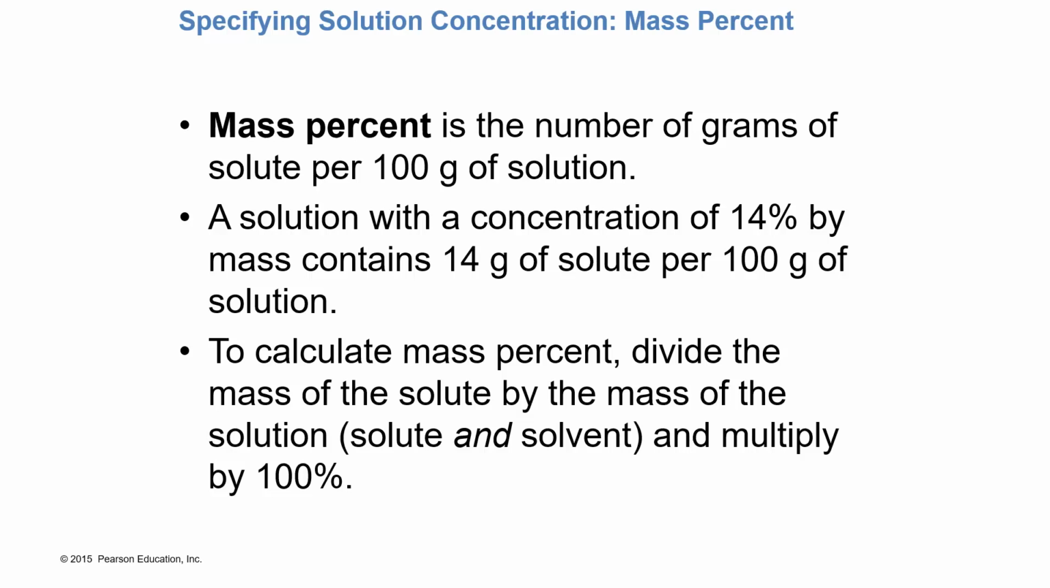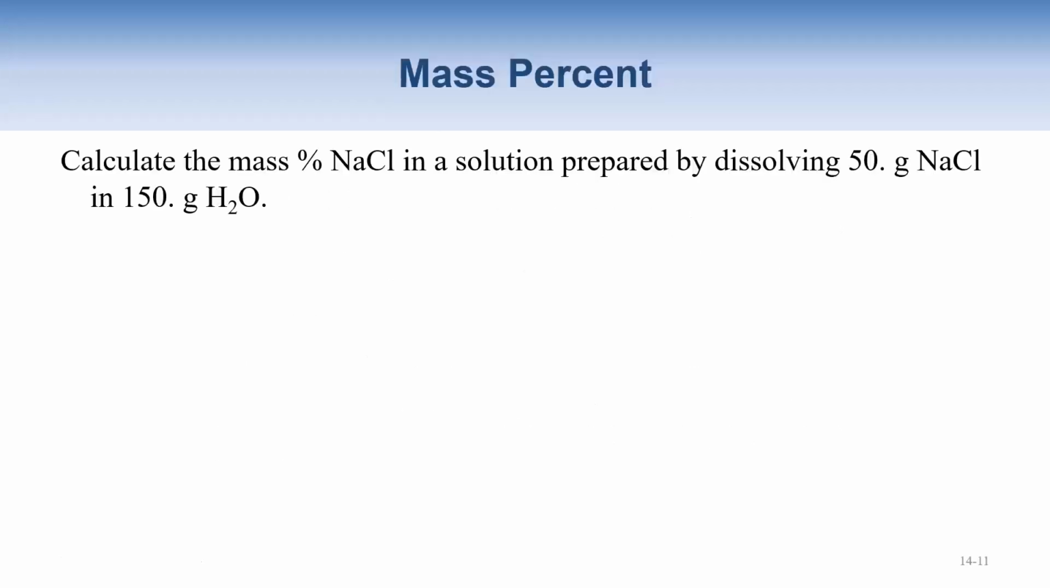So the first one is mass percent. Mass percent is the number of grams of solute per 100 grams of solution. A solution with a concentration of 14% by mass contains 14 grams of solute per 100 grams of solution. To calculate mass percent, you divide the mass of the solute by the mass of solution and multiply by 100%.